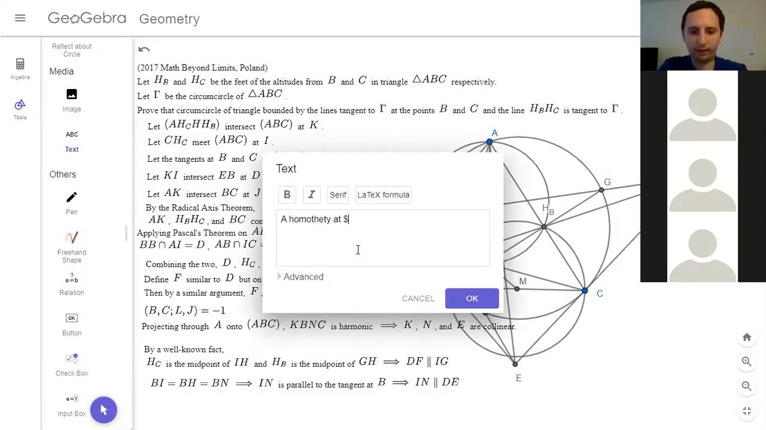So the homothety at K takes KING. I like that. It spells the word king. To KDEF. And that means that KDEF is cyclic and the circle KING extends to KDEF. Yeah, extension to KDEF. Yes.